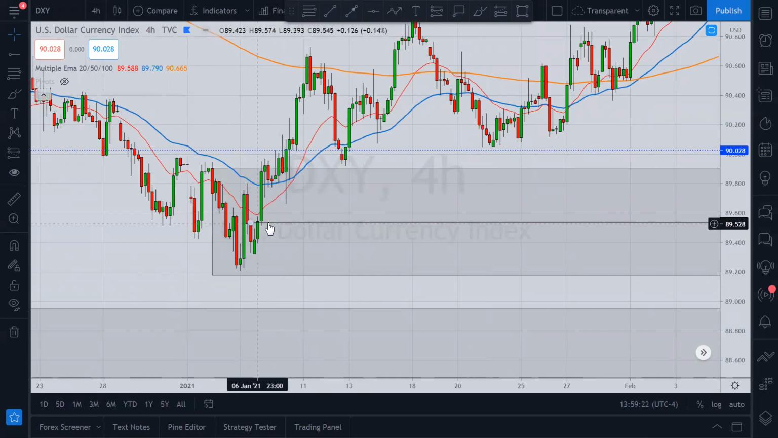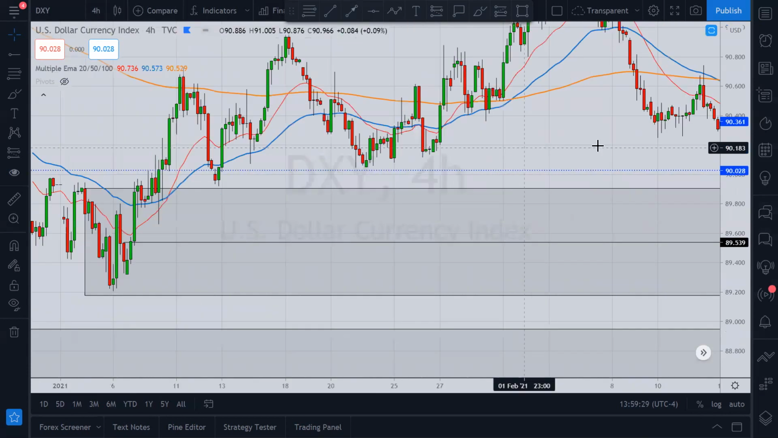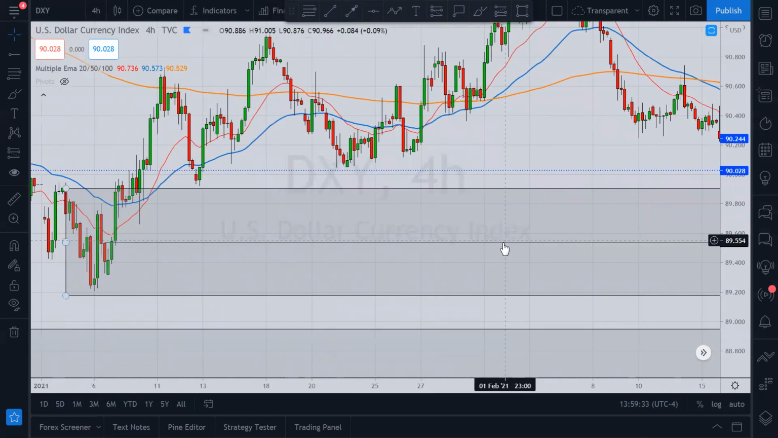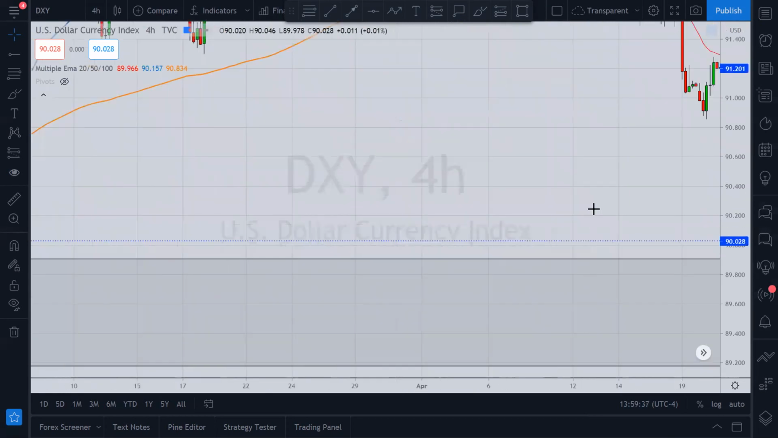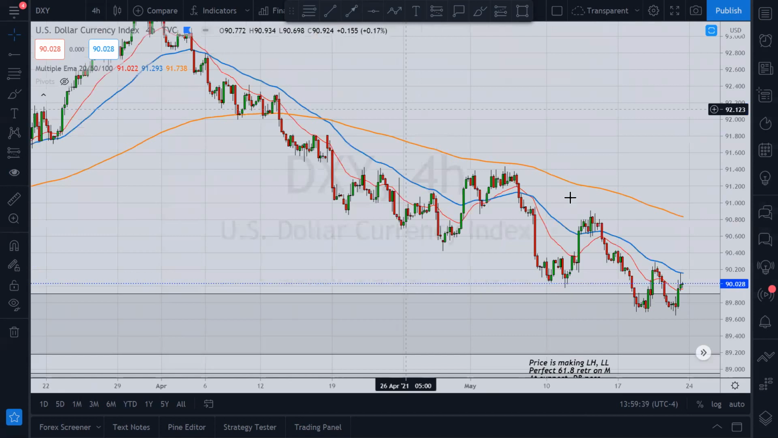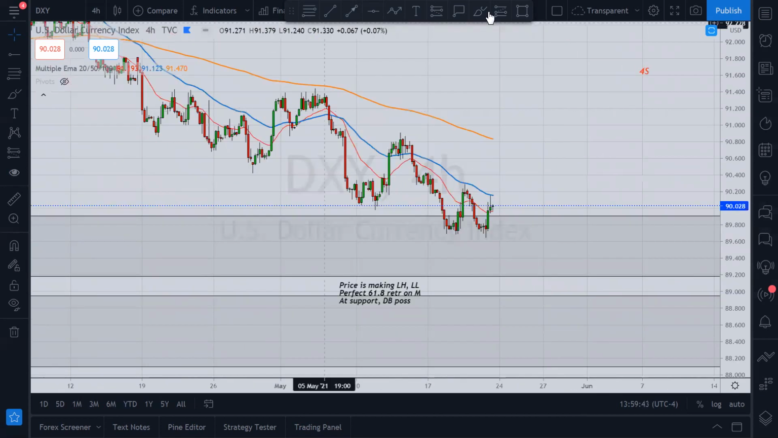So I want you to be mindful of this 89.53, call it 89.54, because I think that's where price could possibly reverse. I am bearish on this pair, and we are at a double bottom, and that's not something to be ignored. But a double bottom in a downtrend is not as strong. That's not something I would base a trade off of.